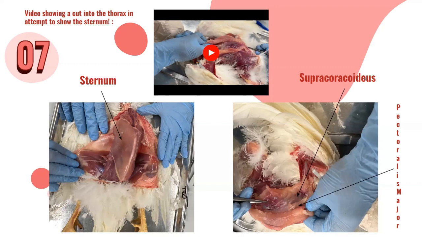Then we have the supracoracoideus, also known as the pectoralis minor. This is deep to the pectoralis major and is responsible for wing abduction.